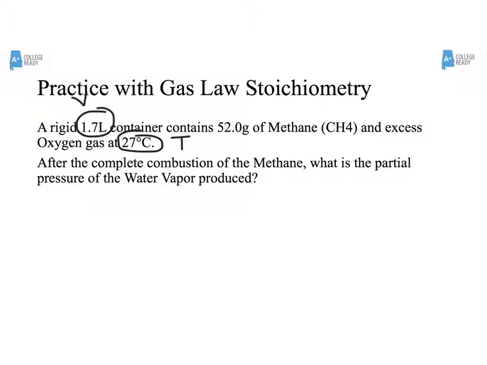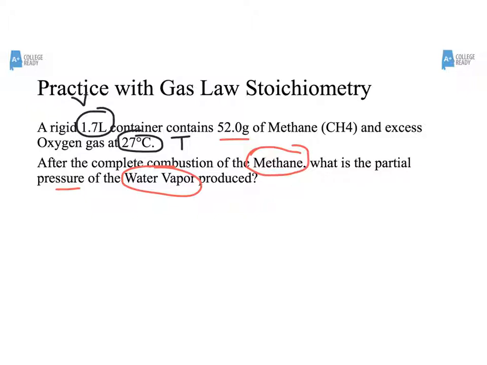So what they gave us was some information about one of the reactants. We know about methane, and we know we had 52 grams of methane. And they're asking us about the partial pressure of the water vapor, which is one of the products. Because they're asking about pressure, you know that a gas law is being applied to the stoichiometry situation. So just like all stoichiometry problems, we need to start with a balanced equation.